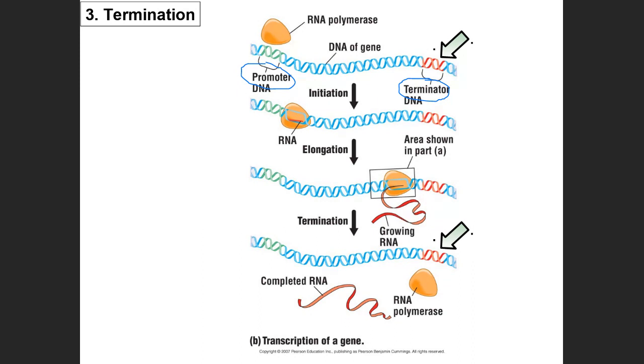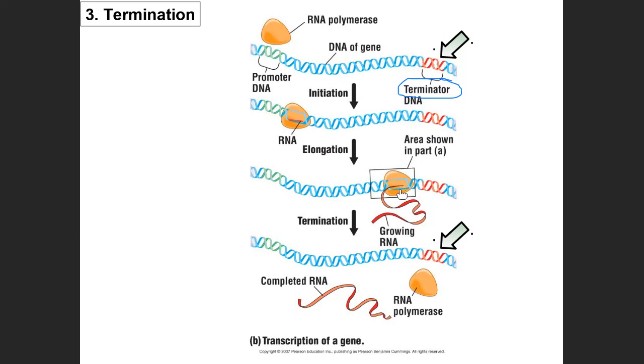Just like RNA polymerase needs to know where to initiate transcription, it needs to know where to terminate it. What helps RNA polymerase terminate transcription has to do with a region of DNA called the terminator. The terminator is always located opposite of the promoter. Or another way to say it is, the terminator bookends the other end of the gene.